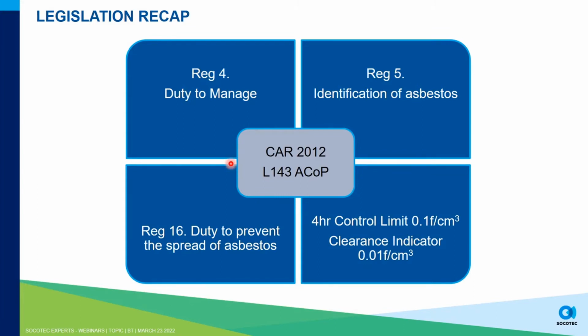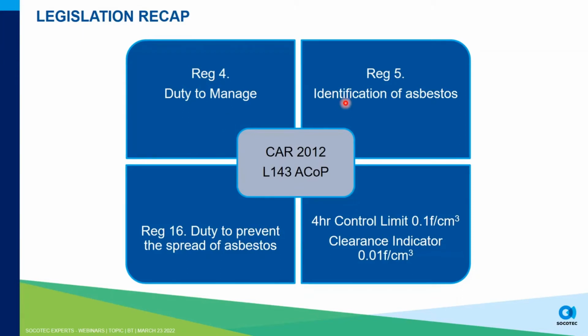The prime aim of these regulations is to reduce the risk of exposure to individuals and thereby reduce the risk of potential ill health in the future. These regulations are supported by the approved code of practice, the ACOP L143. The key regulation I want to focus on initially is regulation 4, duty to manage, and the requirement to undertake asbestos surveys in buildings to identify asbestos materials so they can be managed and the risk of any potential exposure reduced within buildings on a daily and ongoing basis.